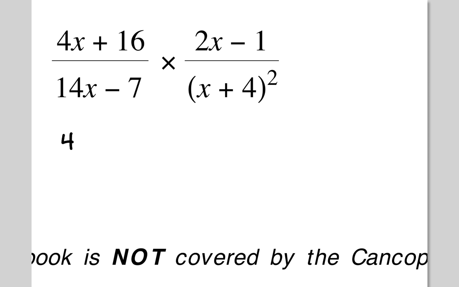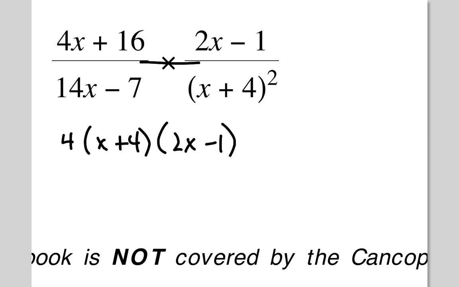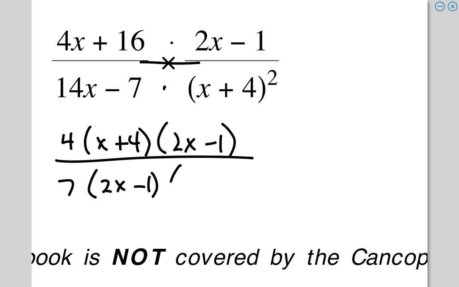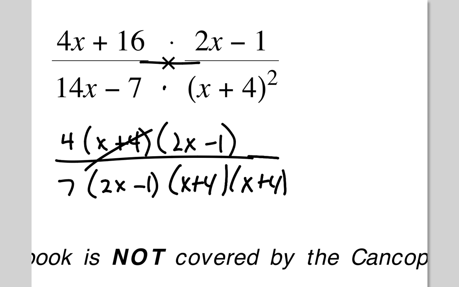Take a 4 out the top, you got x plus 4. You get a 2x minus 1. Remember, we're just extending this line, dot, dot, all over. Take out a 7, you get 2x minus 1. And this x plus 4, I'm just going to write twice. Why? Because one of them is going to cancel. It's just easier to look at it that way. Okay, so x plus 4 is gone. 2x minus 1 is gone.